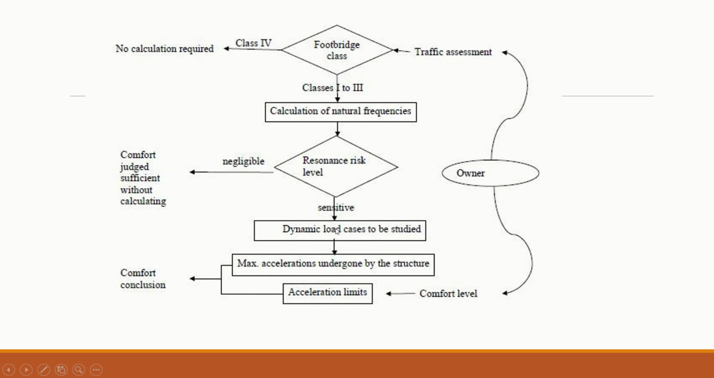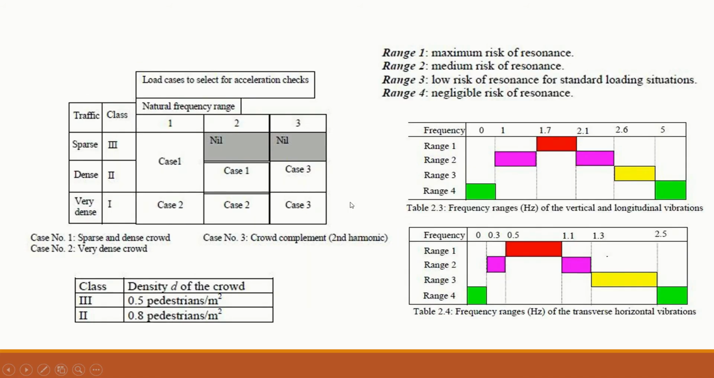If it's sensitive, you should do a dynamic load case to be studied and see the acceleration undergone by the structure and the acceleration limit to achieve the good comfort level. So let's start with the frequency. The frequency of the structure is relatively low for a steel structure. So if you have a steel footbridge, maybe the frequency will land somewhere here from 1 to 2.